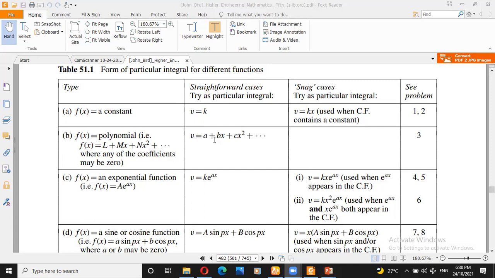Now, before I go, look at the case of exponential. Look at C. If the non-homogeneous part is something like exponential 5x, what are you going to assume? You are going to assume k multiplied by exponential ax. So don't let me talk much on that.